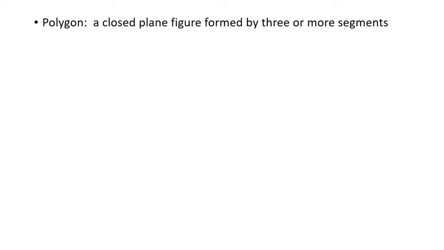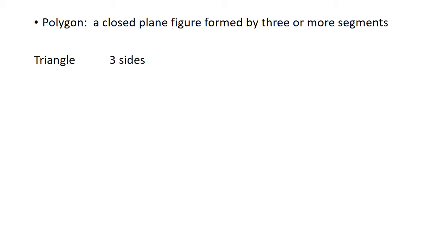So a polygon in general is just going to be a closed figure that's in a single plane formed by 3 or more segments. So you could say a triangle is a polygon, but there's way more different types of polygons than that. Most of these phrases you should be familiar with, stuff that you've learned in classes before.